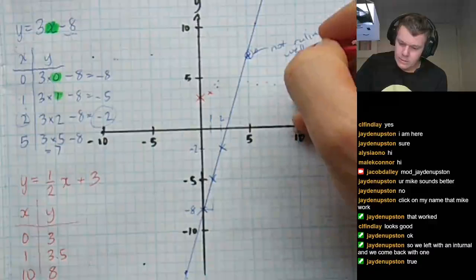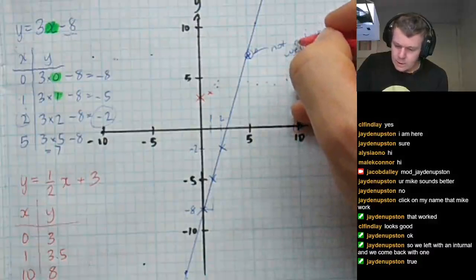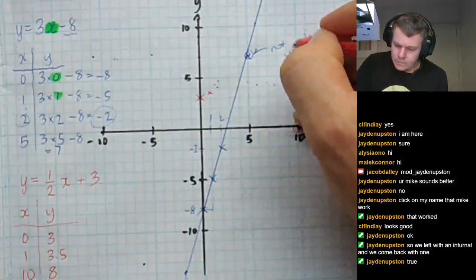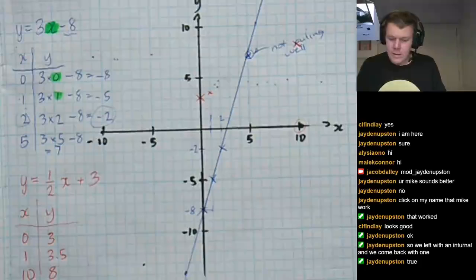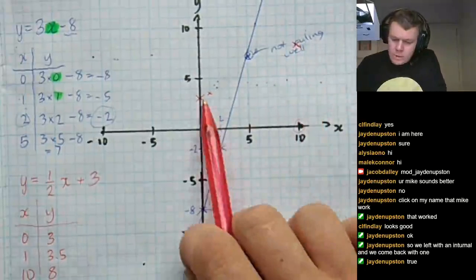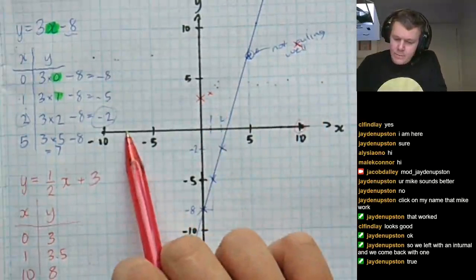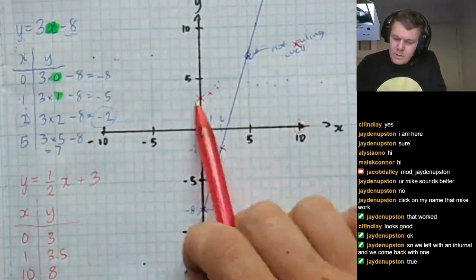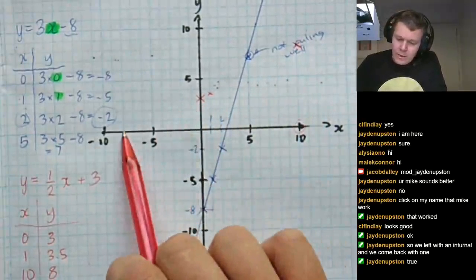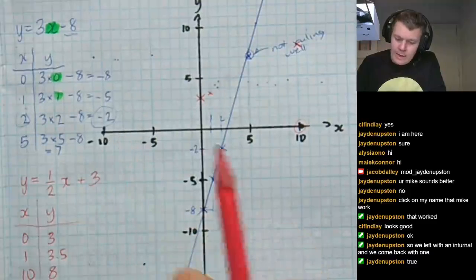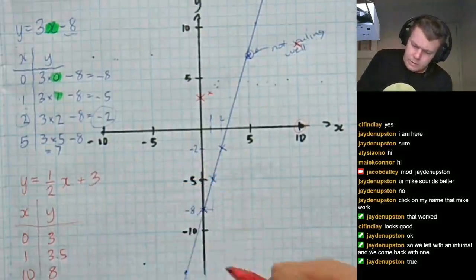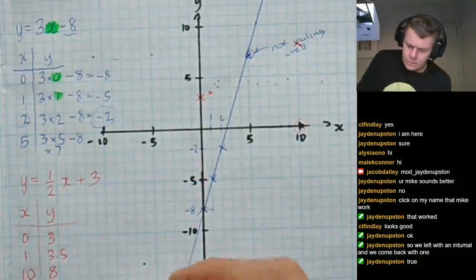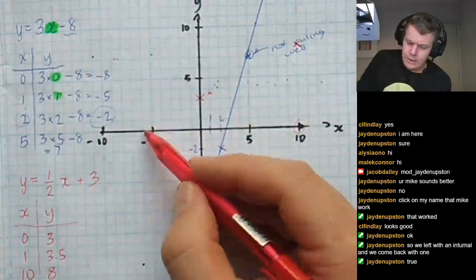So it's going to go right through where I've just written. We could also test a point. Judging from this, it looks like it might go through -8. So let's try that. Or -6.